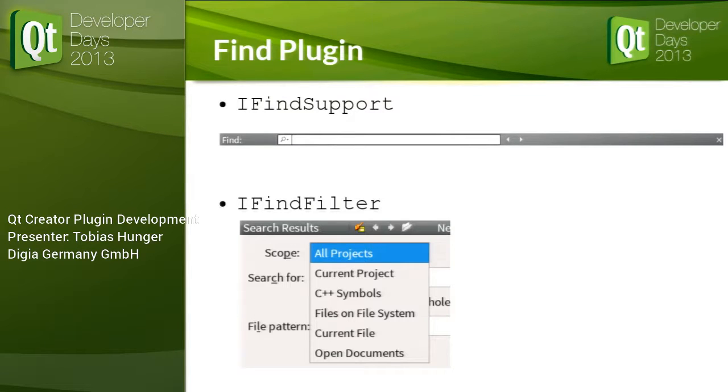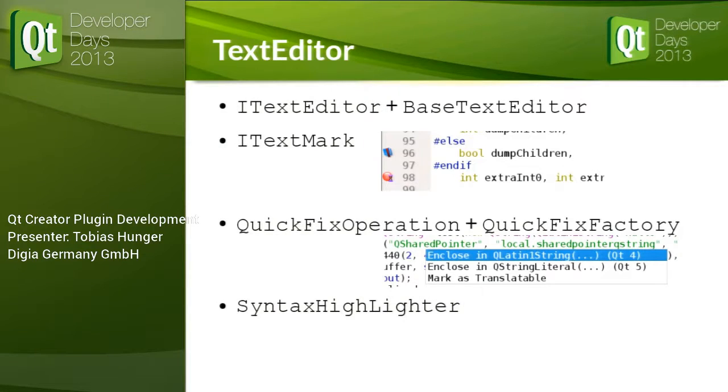We have the find plugin that has basically only 2 relevant classes. The first is the IFindSupport, and you can basically add that to your own widgets to get the find line and make the UI searchable. And there's the IFindFilter, which is used in the advanced find to actually set the scope on where you're looking for things. Can you follow me here? Any questions so far? It's pretty trivial.